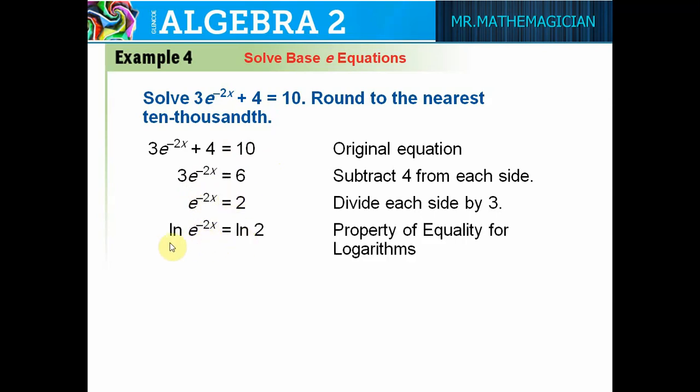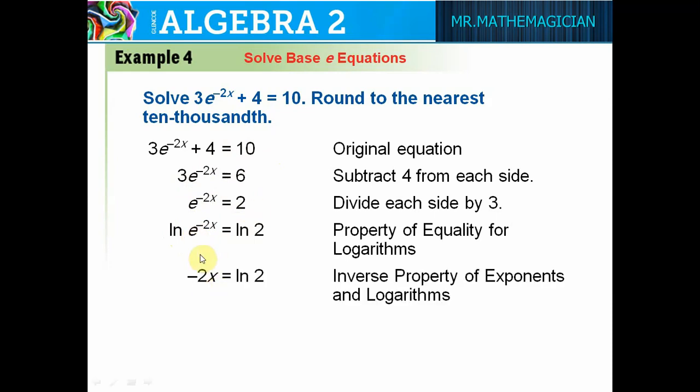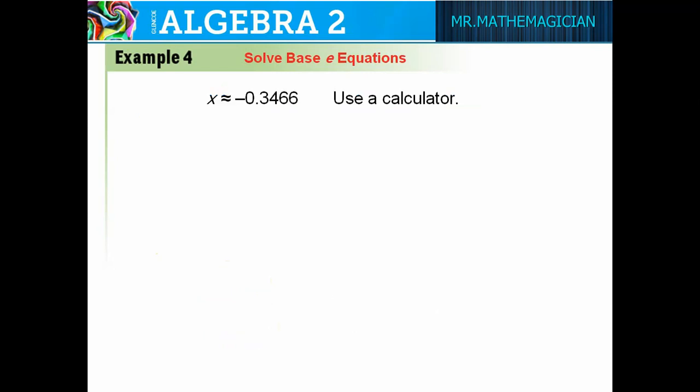We can take ln for both sides because we know that ln will cancel the e because they are inverse functions. So now negative 2x equals ln 2, and we can divide by negative 2 for both sides, so x equals ln 2 over negative 2, and you can use your calculator to find the value of x. It will be approximately negative 0.3466, and this is the solution of the equation.